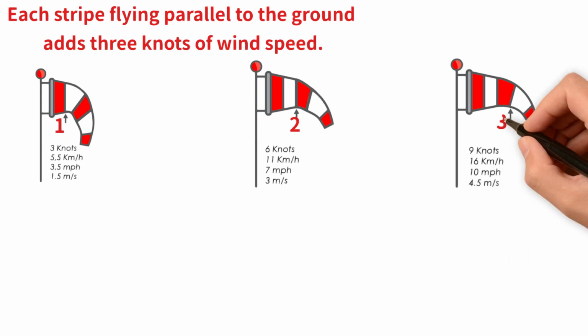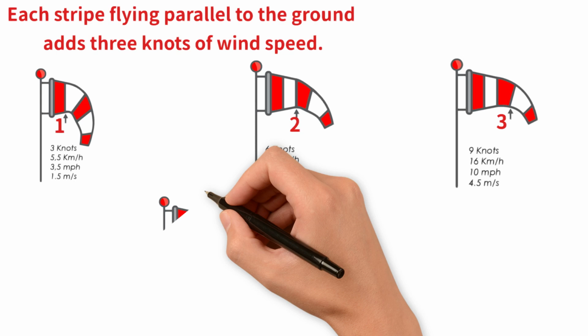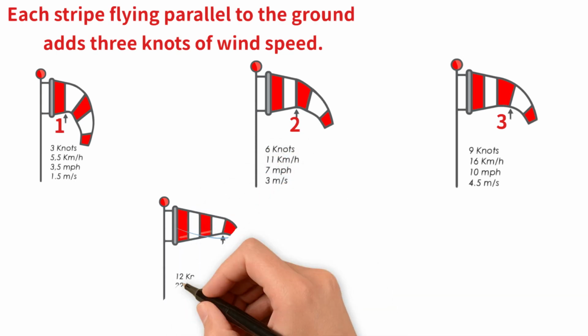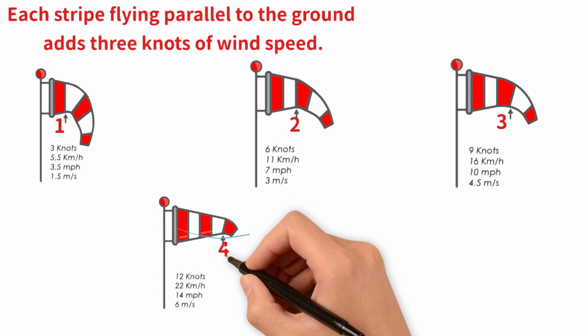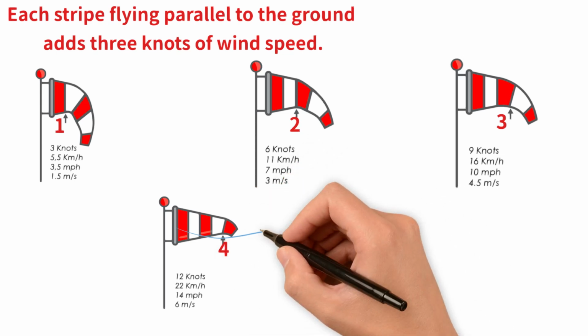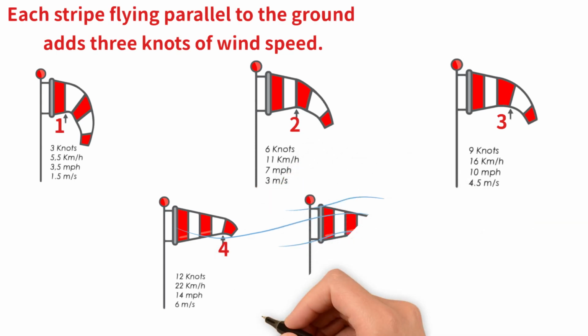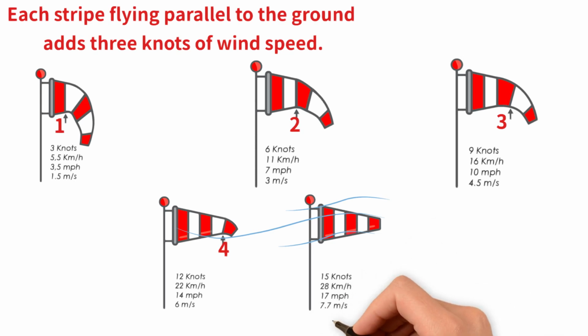4 stripes is equal to 12 knots, 13.9 miles per hour, 22.2 kilometers per hour. 5 stripes is equal to 15 knots plus, over 17.3 miles per hour, 27.8 kilometers per hour.